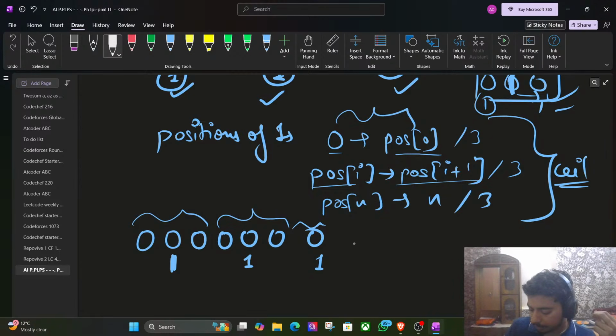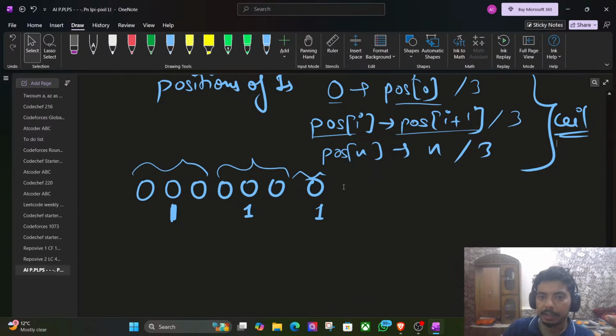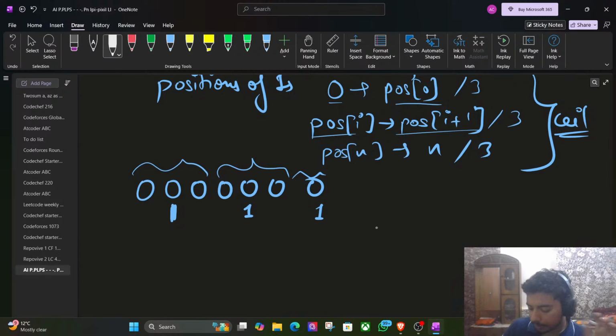Okay. If position array would be empty here. No, yeah, position array is empty for here. So for that, you can just put a condition like if position array is empty, then you do 7 plus 3 minus 1 divided by 3, which comes out to be 3. Ceil value. Why ceil?